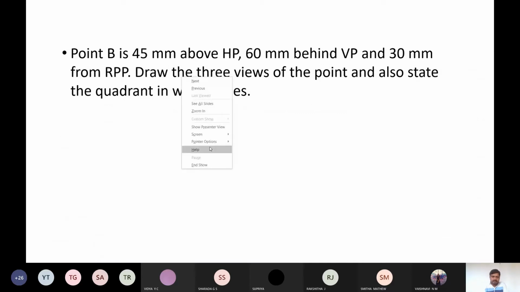Next, point B is 45 mm above HP and 60 mm behind VP and 30 mm from RPP. Draw the three views of the point and also state the quadrant in which it lies. So it is above HP and 60 mm behind VP. So this point B belongs to which quadrant?